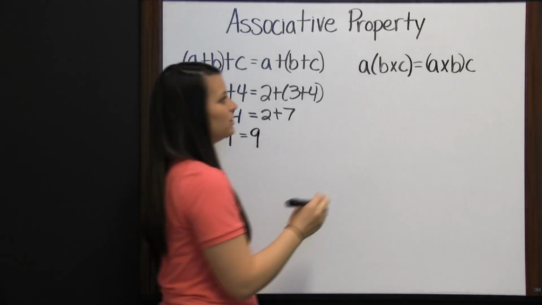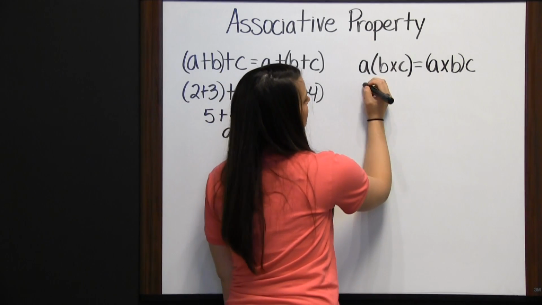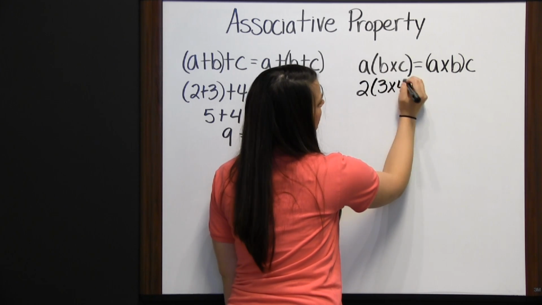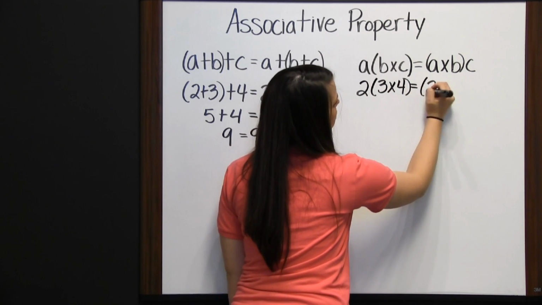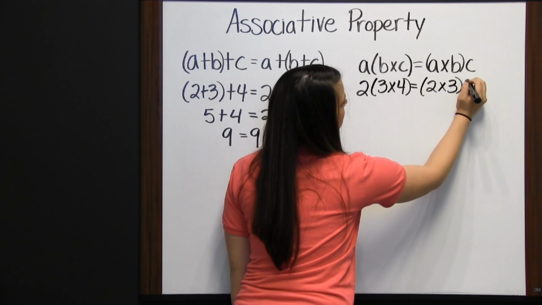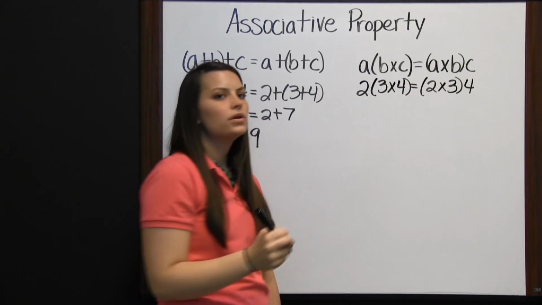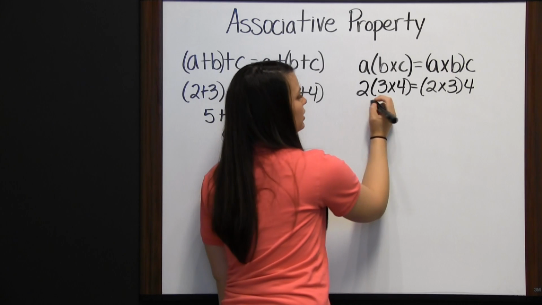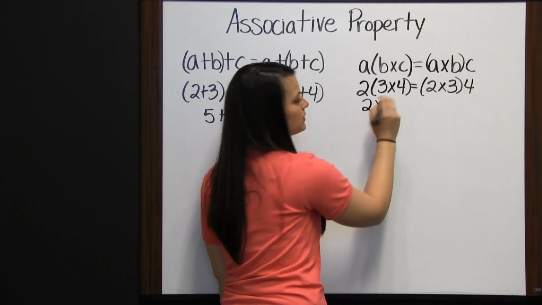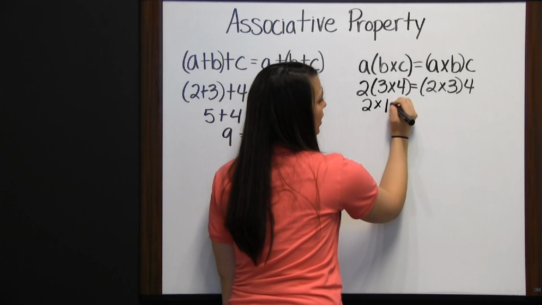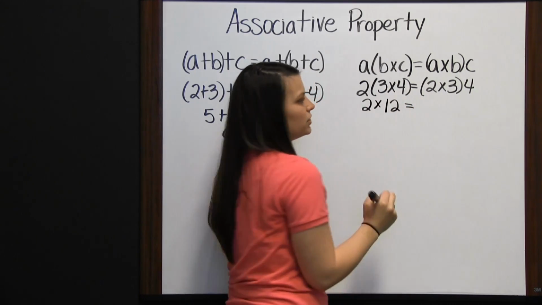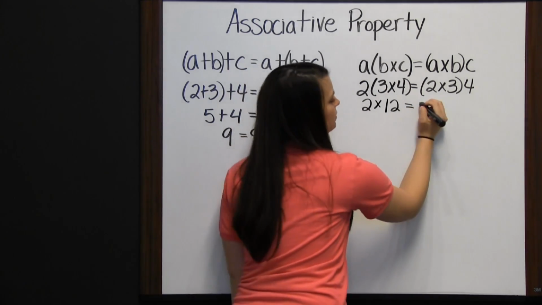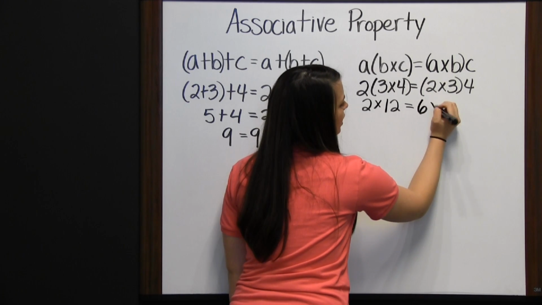Let's see what happens when we do the multiplication side. So again, I'm going to use (2 times 3) times 4 is equal to 2 times (3 times 4). According to PEMDAS, we have to start inside our parentheses. So that's 2 times 3 times 4 is 12 is equal to, again, starting in our parentheses, 2 times 3 is 6 times 4.